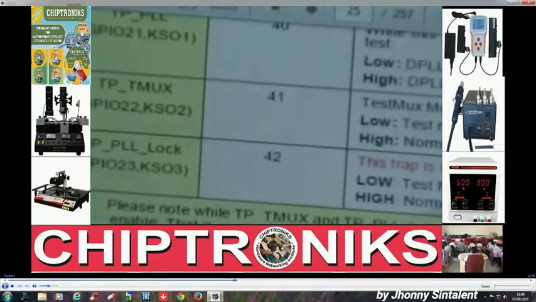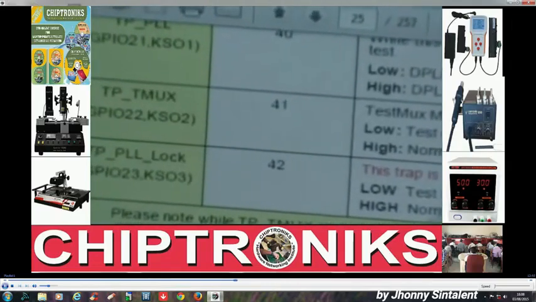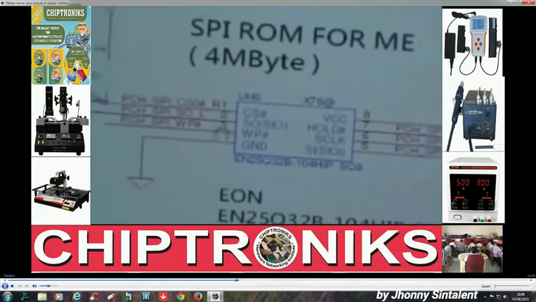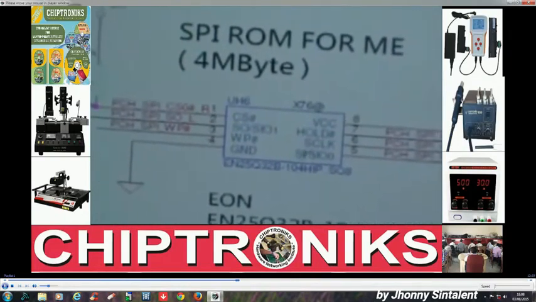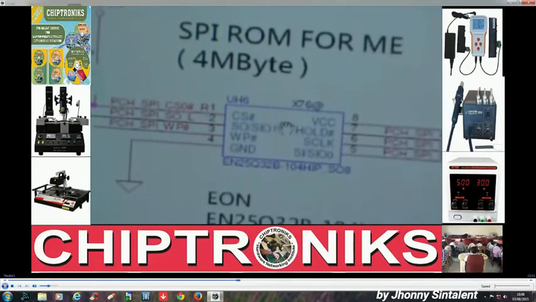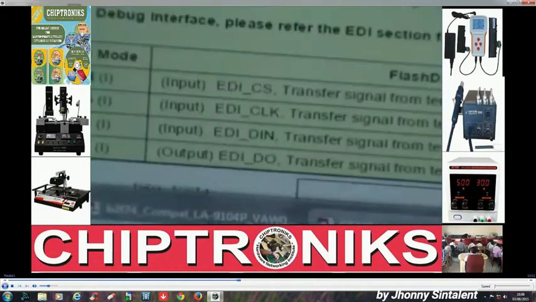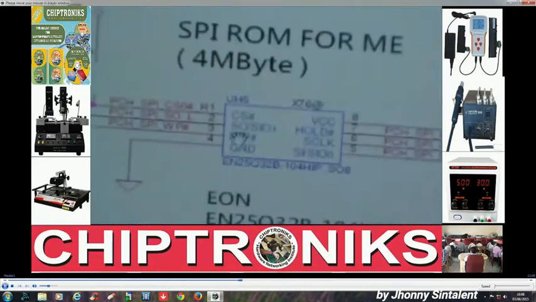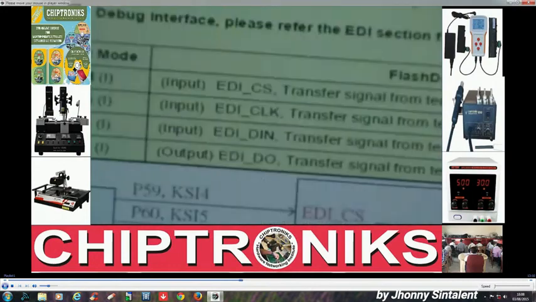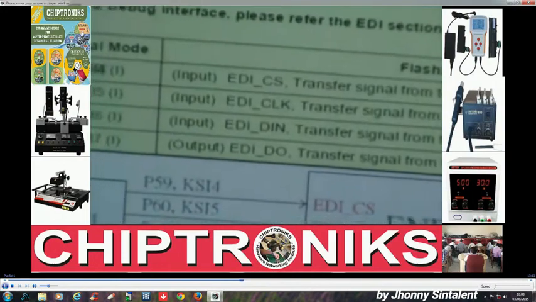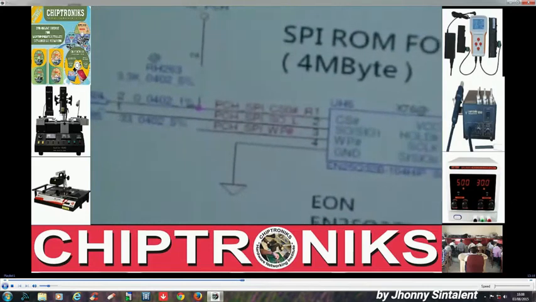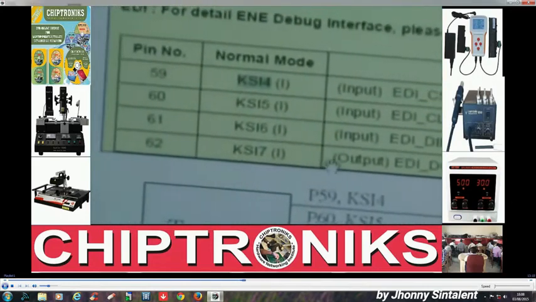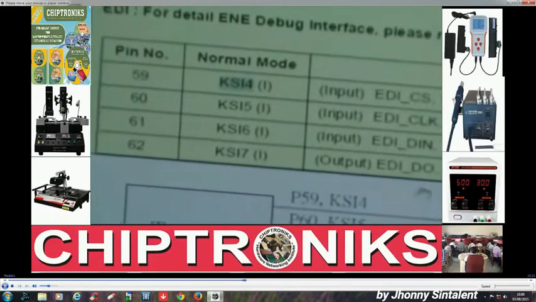So why are these 4 pins important? You can see here again in the schematic, any SPI chip will have these 4 important pins. One is CS, chip select. Here we are finding chip select, and again here is serial output, and you can find serial clock and serial input here. So these are the 4 pins.